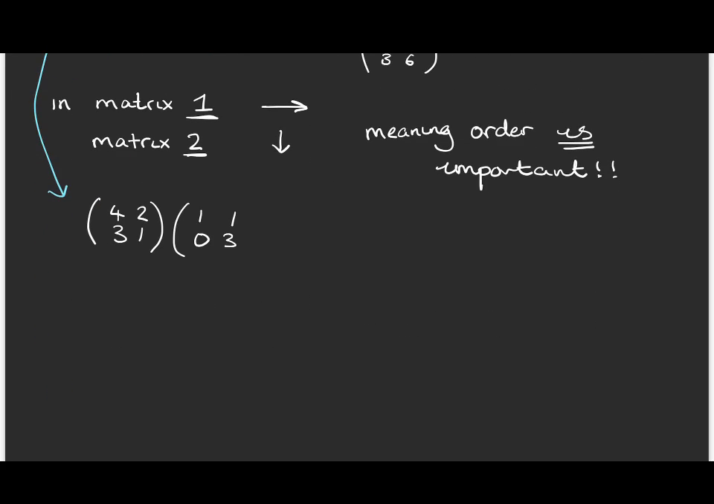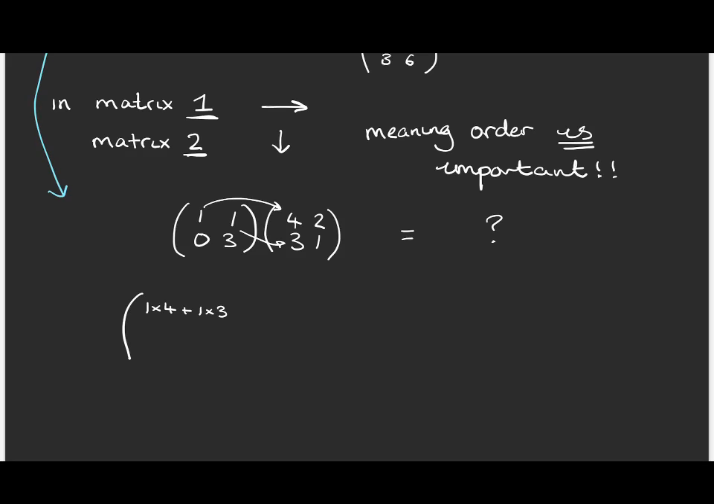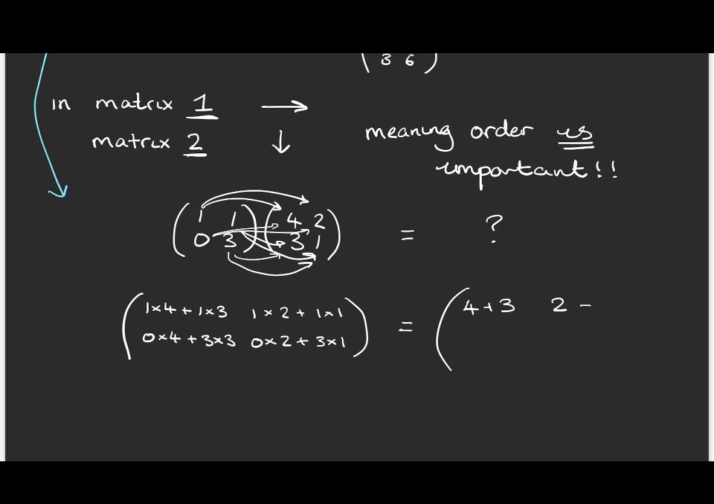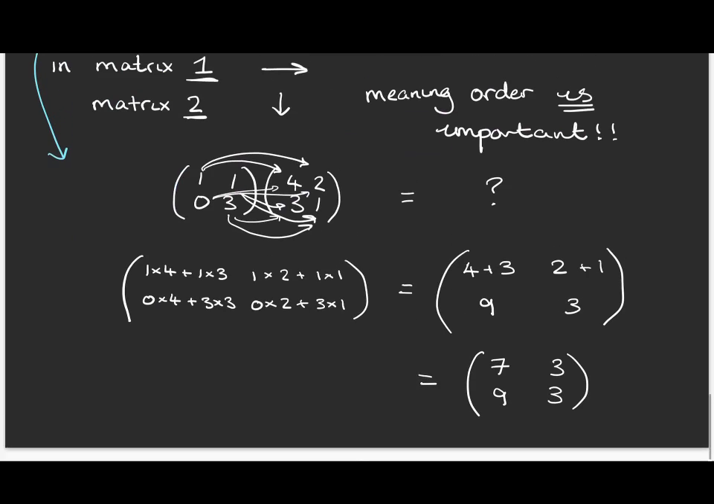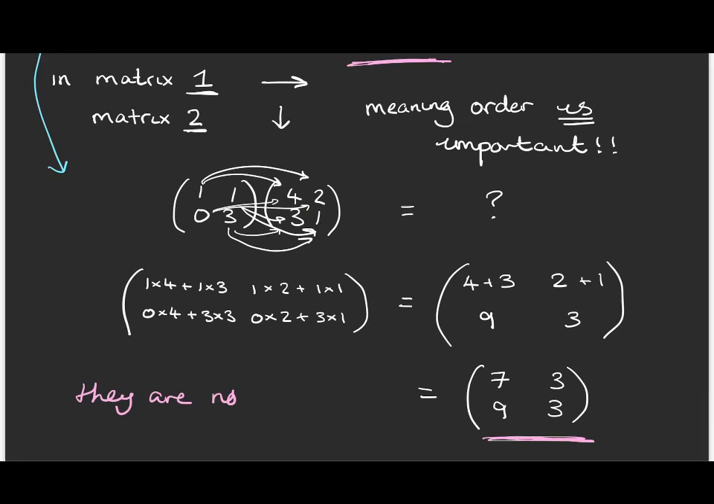And I'm just going to highlight this by seeing what happens if we do 1103 multiplied by 4231. Will we get the same answer? You may already be seeing that it doesn't look like it. We get 1 times 4 add 1 times 3, then 1 times 2 add 1 times 1, 0 times 4 add 3 times 3, and 0 times 2 add 3 times 1. Which gives us this final matrix of 7, 3, 9, 3, which if we check with the answer we got before, it's not the same. So this means that the order in which we multiply the matrices together matters.